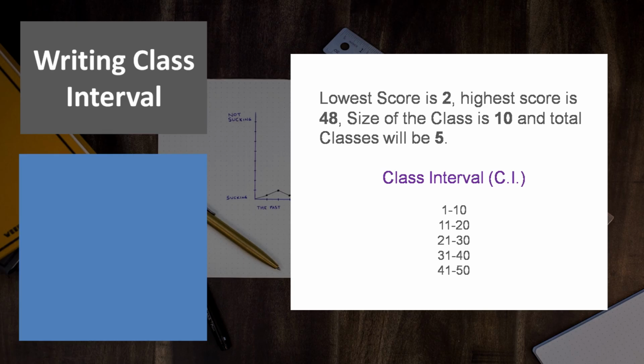So here 5 classes are there. As the lowest score is 2, we can start from 1. 1 to 10 is the first class interval, 11 to 20 is the second, 21 to 30 is the third, 31 to 40 is the fourth, and 41 to 50 is the fifth. So accordingly, our lowest score will come in the first class interval, and the highest score 48 will come in the last class interval. I have arranged it in ascending order. You can also make it in descending order.